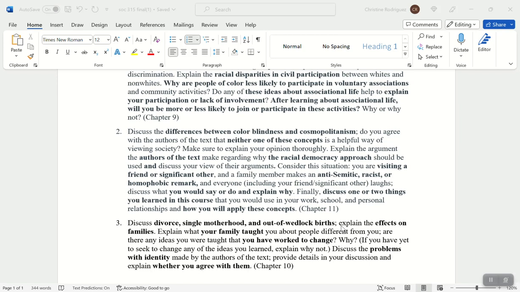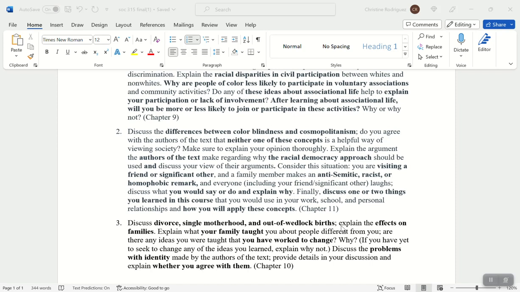Discuss the differences between color blindness and cosmopolitanism. Okay. Do you agree with the authors of the text that neither one of these concepts is a helpful way of viewing society? So the authors of the text explain what color blindness is as well as cosmopolitanism. They also detail their ideas about why these two concepts are not very useful. Explain that, and then explain whether you agree with them. If you don't, that's fine. Tell me why. If you do, tell me why.